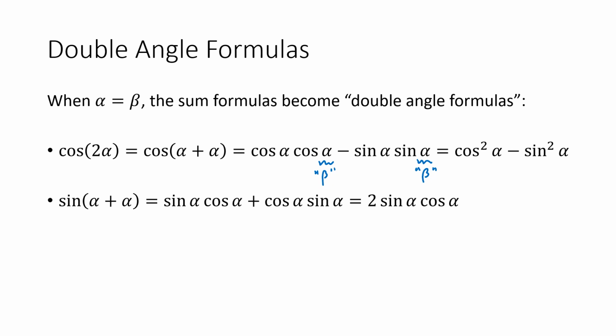So we get cosine alpha times cosine alpha, that's cosine squared alpha. And then we get sine alpha times sine alpha, that's sine squared of alpha. So we've got cosine squared alpha minus sine squared of alpha. That's our formula for the cosine of 2 alpha.